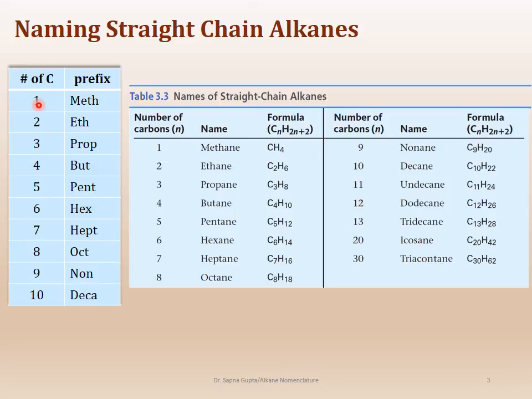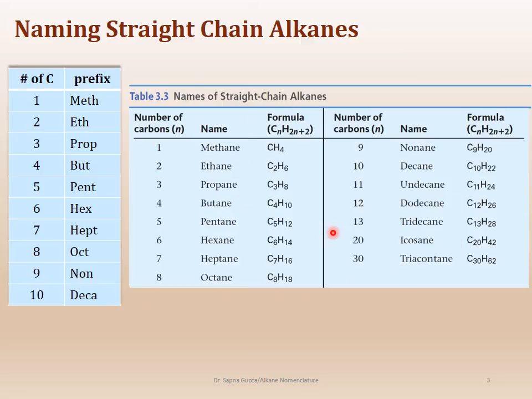So for carbon 1, the prefix is meth. For 2, it's eth. For 3 is prop. 4 is but. 5 is pent. And after pent, it becomes a little easier because now it's based on math, which means 5, 6, 7, 8, 9, 10: pent, hex, hept, oct, non, dec. And so this is how the prefixes would be. These prefixes are used throughout organic chemistry, so it should be all the same thing over and over again.